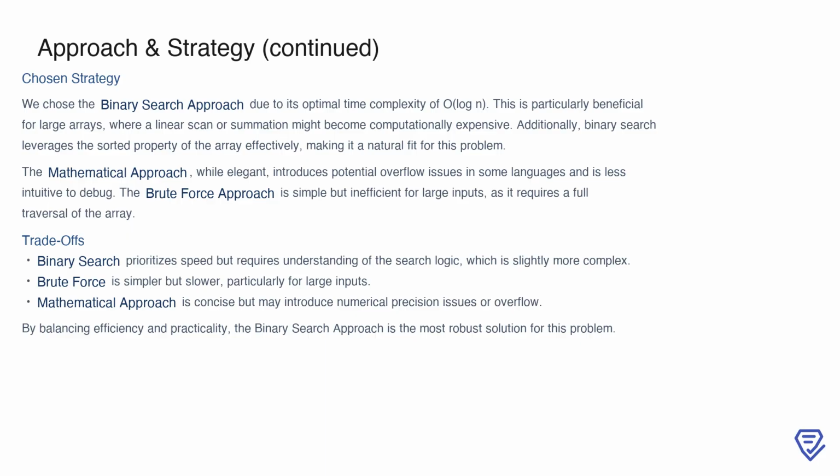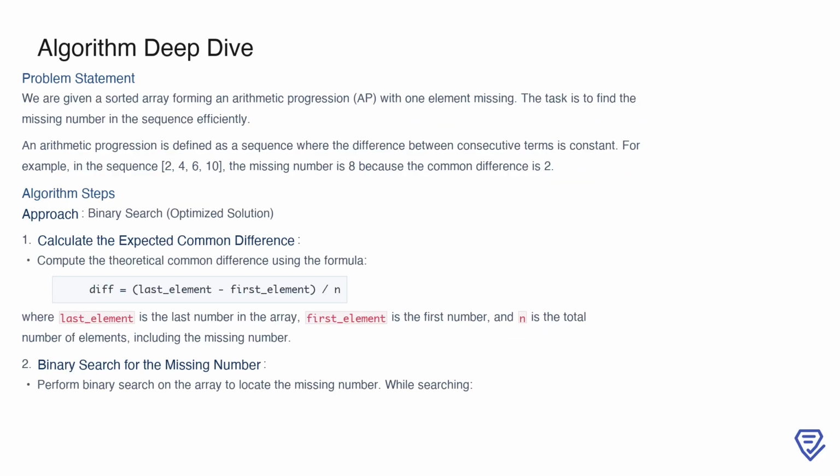On the other hand, the mathematical approach, though concise, introduces potential risks with integer overflow and can be harder to debug in edge cases. By choosing the binary search approach, we strike a balance between efficiency and practical robustness. It's fast, scalable, and avoids the pitfalls of the other methods, making it the most suitable strategy for solving this problem effectively.